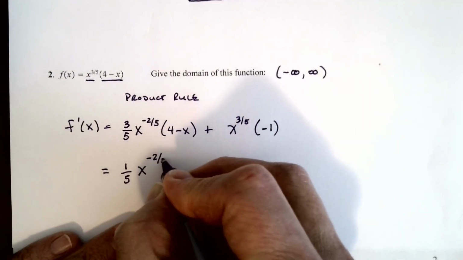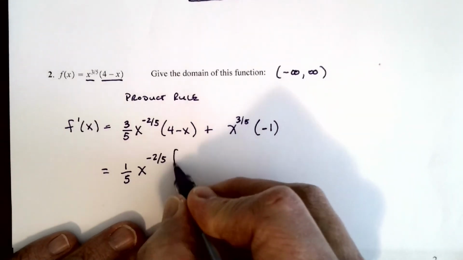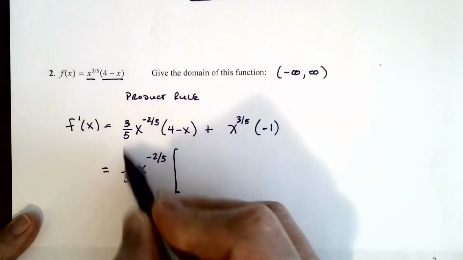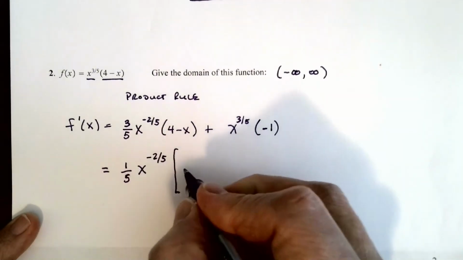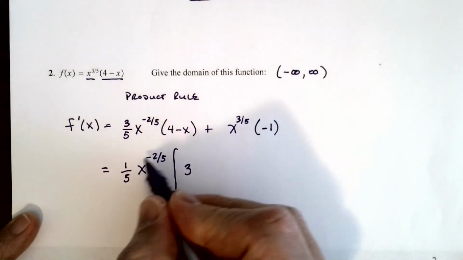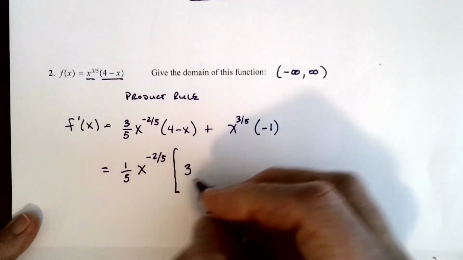Negative 2/5 is clearly smaller. That's what I'm going to factor out. Okay, so let's see what's left from this first term. I pulled out a 1/5 from 3/5. That's going to leave me 3. I pulled out x to the negative 2/5. Well, there it is. And what am I left with?